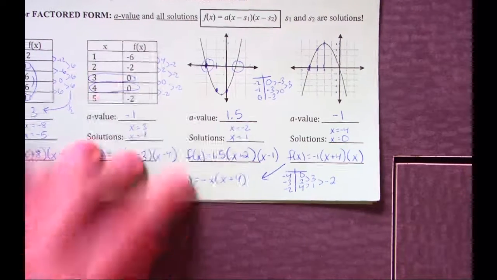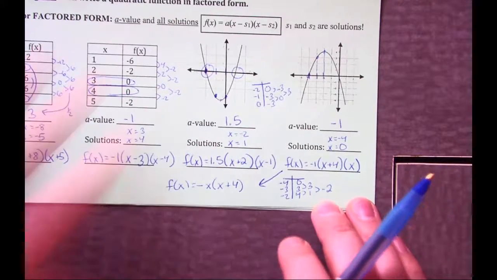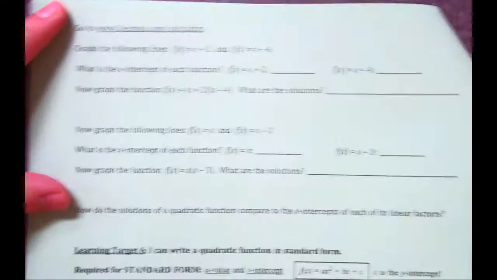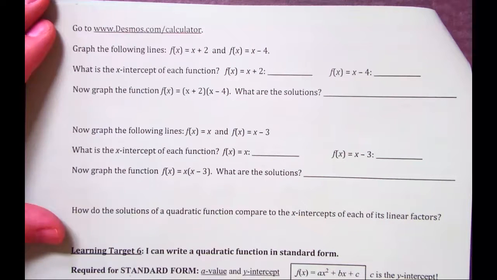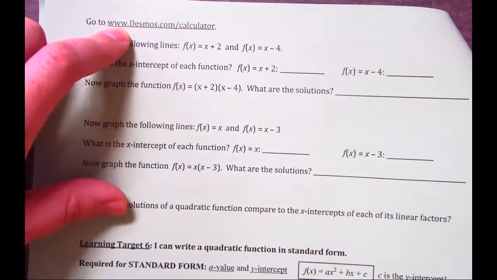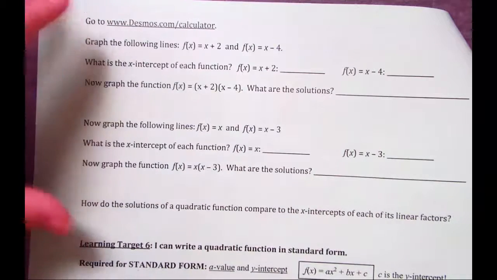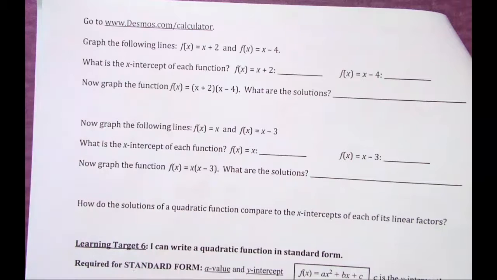So now what you're going to do is, if you turn the page, just like for Learning Target 4, there's a Desmos activity here to follow through, and that will kind of help you understand where factored form comes from, just the same way that the other one helps you understand where vertex form came from. So this will help you go to www.desmos.com/calculator and use Desmos to follow these directions and to fill out this part of your notes. So go ahead and do that right now.